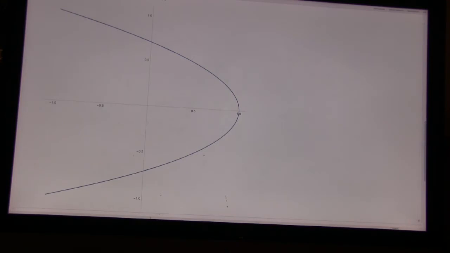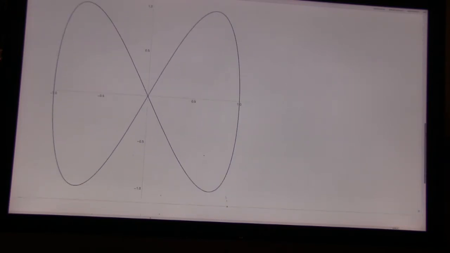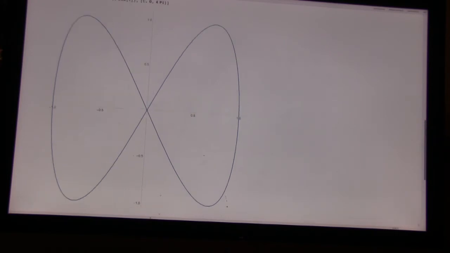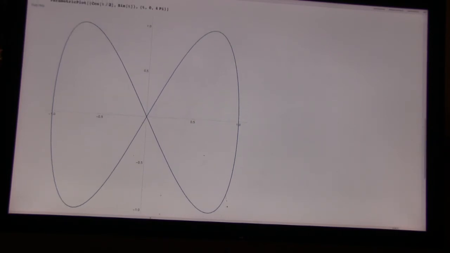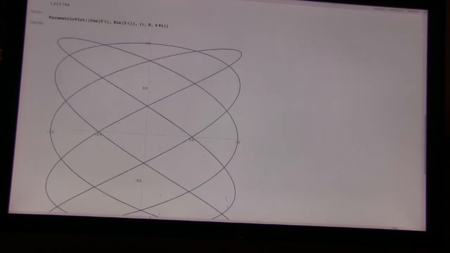Cosine of t over 2. Alright, cosine of t over 2. Any change you want to make to sine? No, not yet. Okay. How about something crazy? Cosine 5t, sine of 3t. Alright. Whoa. Yeah.